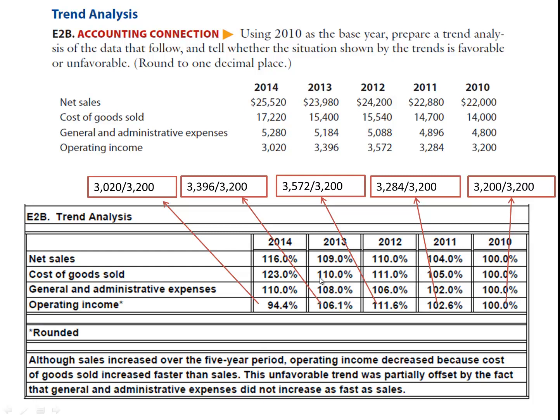So the cost of our goods sold, you can see from 2013 to 2014 had a significant jump. It increased by 13%, where we only had a 7% increase in our net sales. So that would be worth examining from a company standpoint to see why we had such a large jump there.